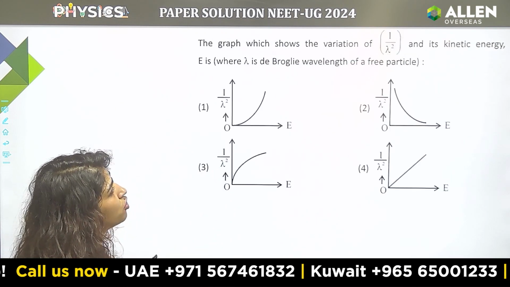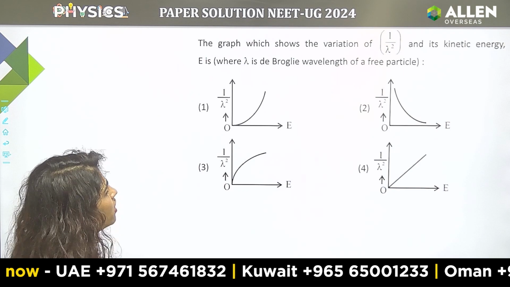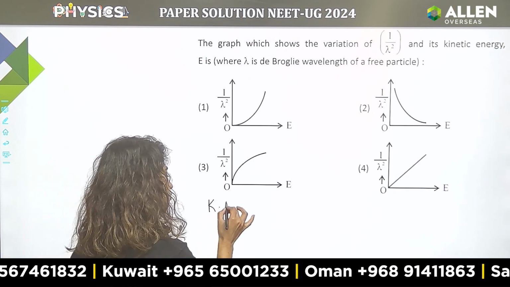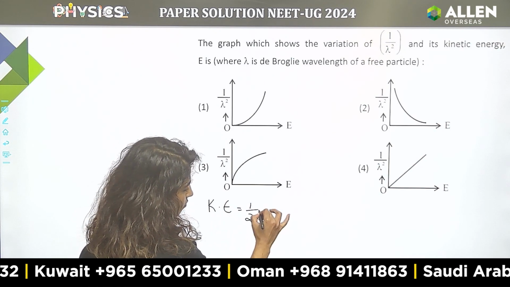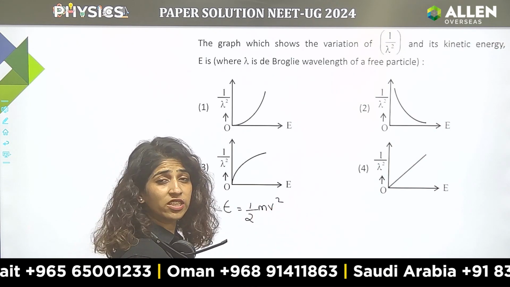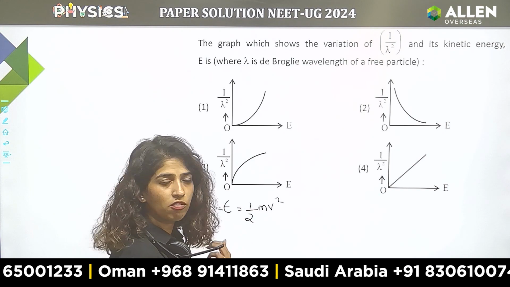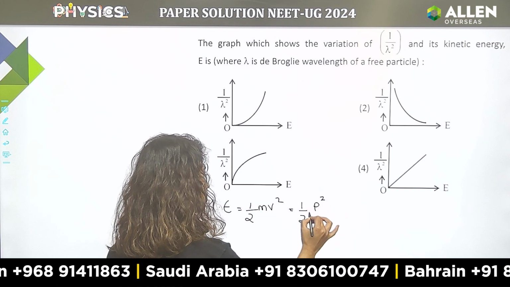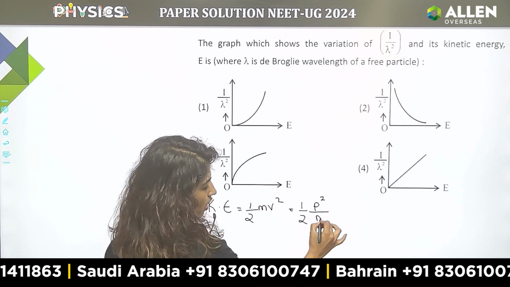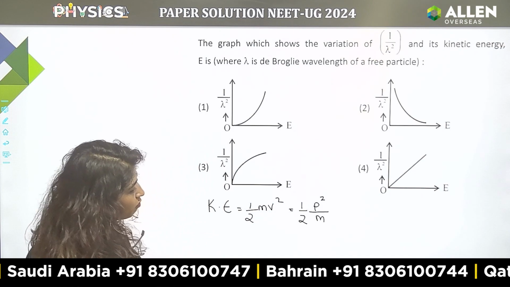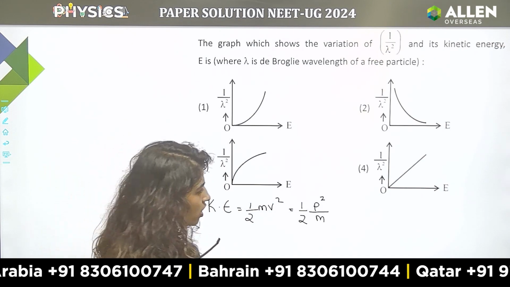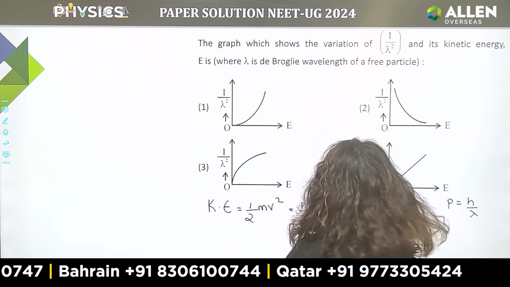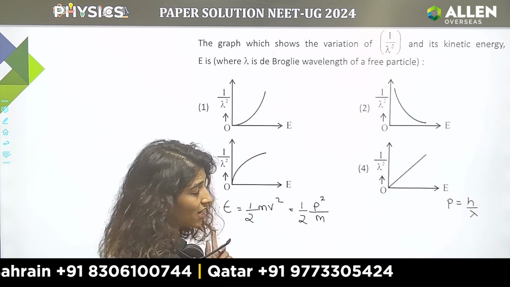Next, a graph which shows variation of 1 by lambda square and its kinetic energy, de Broglie's wavelength. Let's see kinetic energy. I have the formula half mv squared. But since de Broglie's wavelength is given, we want the formula in terms of momentum. I'm going to get this as half p square upon m. So now I have it in terms of momentum. From de Broglie's formula, momentum can be written as h by lambda. That's how I'm going to get the relation between kinetic energy and lambda.